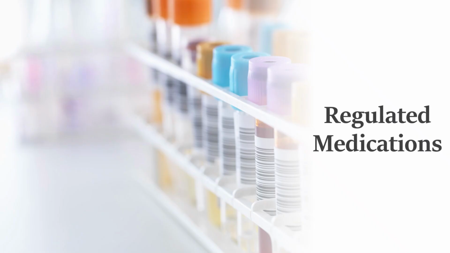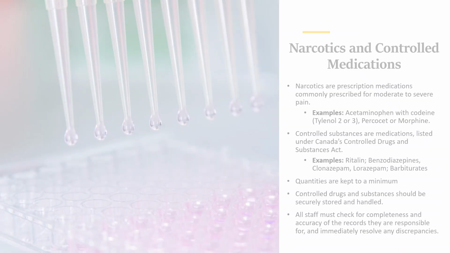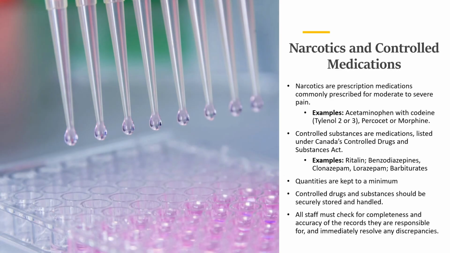Regulated medications. Narcotics and controlled medications. Narcotics are prescription medications commonly prescribed for moderate to severe pain. Examples include acetaminophen with codeine, Tylenol 2 or 3, Percocet, or morphine. Controlled substances are medications listed under Canada's Controlled Drugs and Substances Act. Examples include Ritalin, benzodiazepines, clonazepam, lorazepam, or barbiturates.